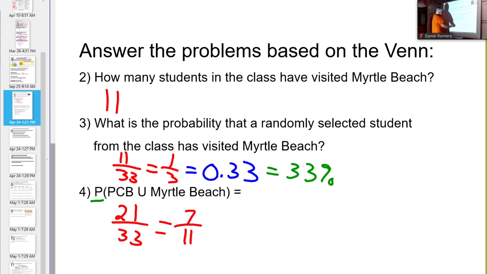That can be reduced to 7 over 11. As a decimal, that's gonna require rounding. 0.64.